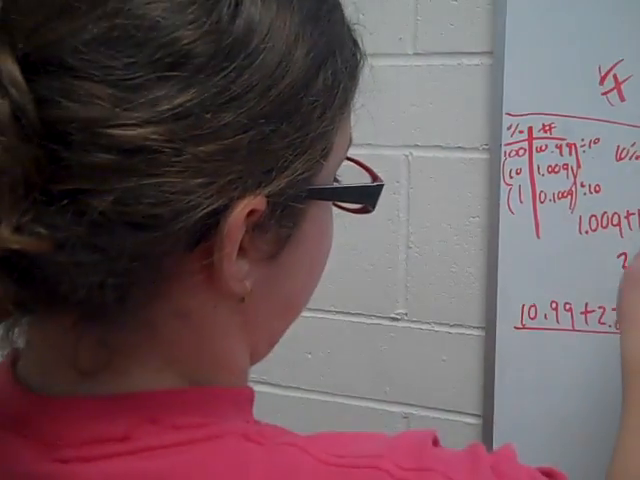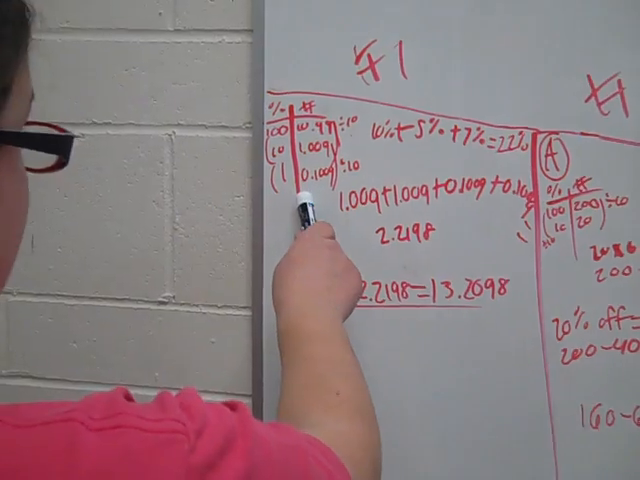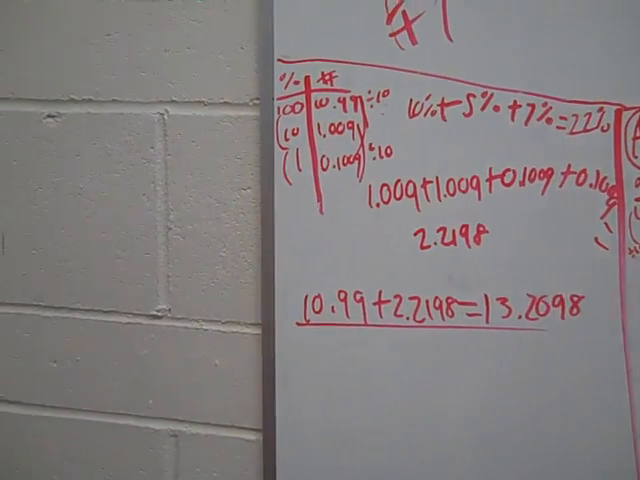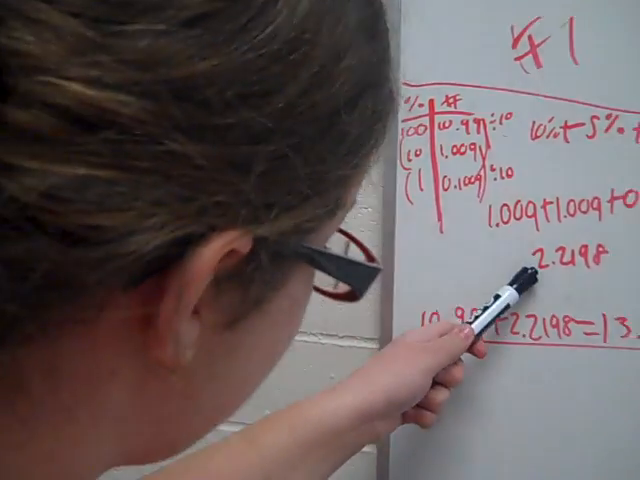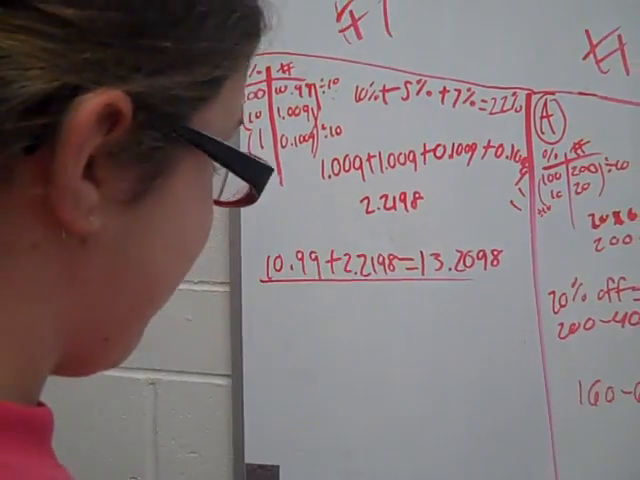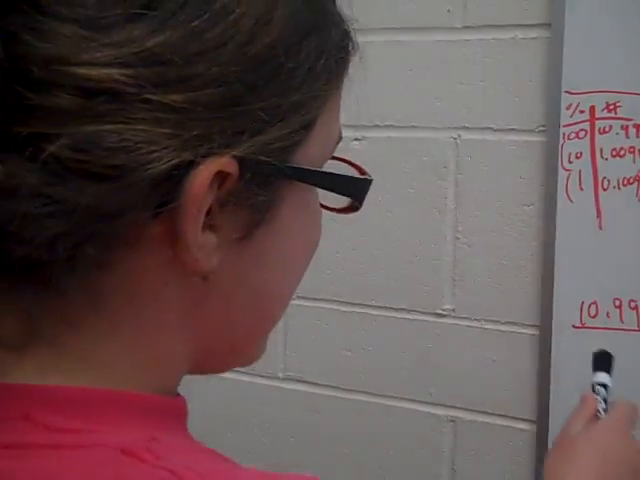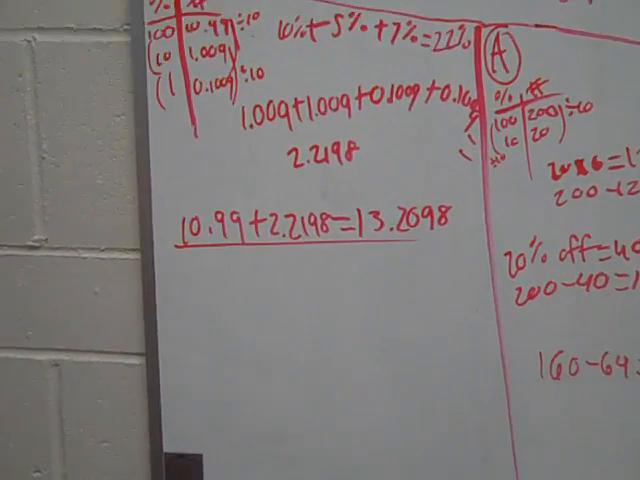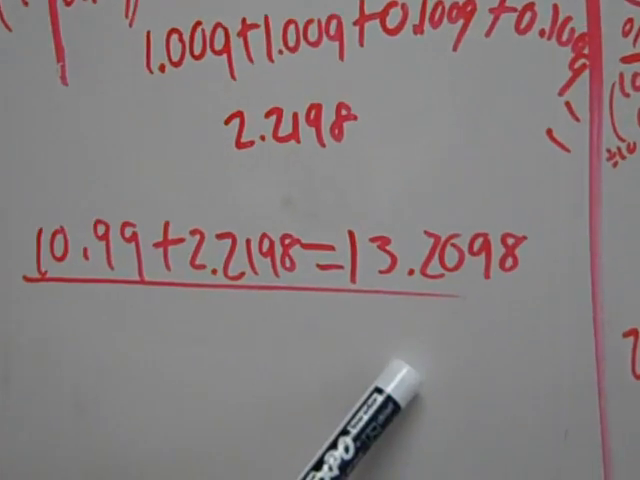0.1099. So you add 1.099 plus 1.099 plus 0.1099 plus 0.1099 equals $2.4178. So you add 10.99 plus 2.4178, and that equals $13.4078 you will have to pay.